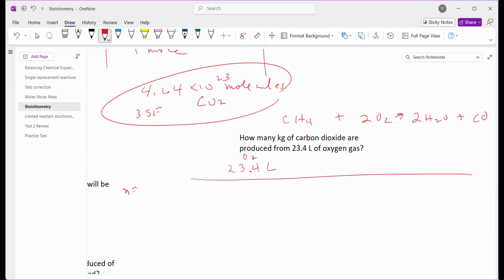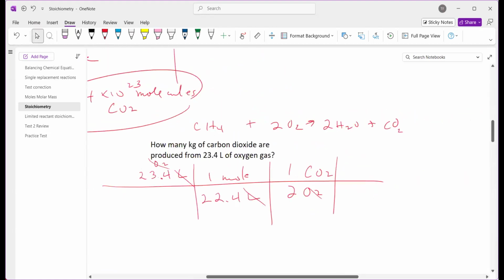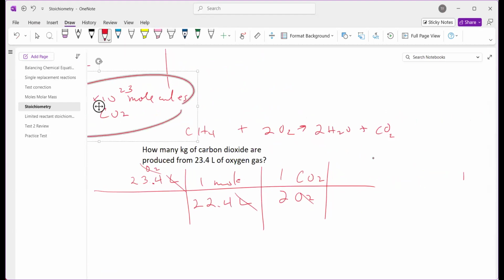All right, so 23.4 liters. And in this class, the gases are always at STP. So that's 22.4 liters per 1 mole. And now we're going to carbon dioxide. So that's 1 to 2. Oxygen needs to cancel, liters needs to cancel. Now I'm going to end up with kilograms of carbon dioxide.